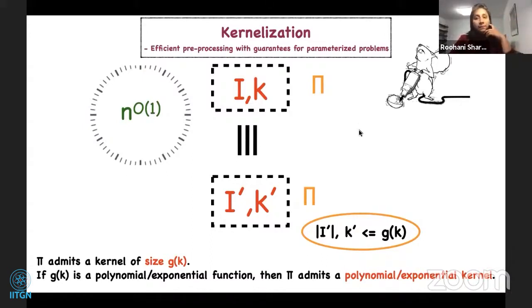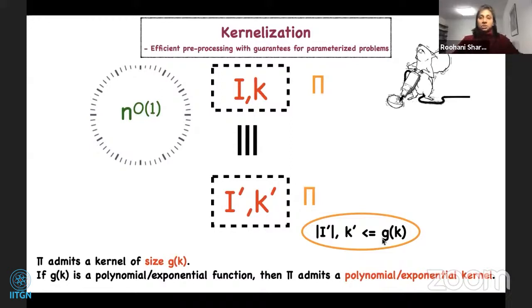If a problem admits such an algorithm, we say that the problem admits a kernel of size g(k), where g(k) is the size of the reduced instance. Typically we're interested in designing kernels where the function g(k) is a polynomial function of k, or in other words, we're interested in designing polynomial kernels.